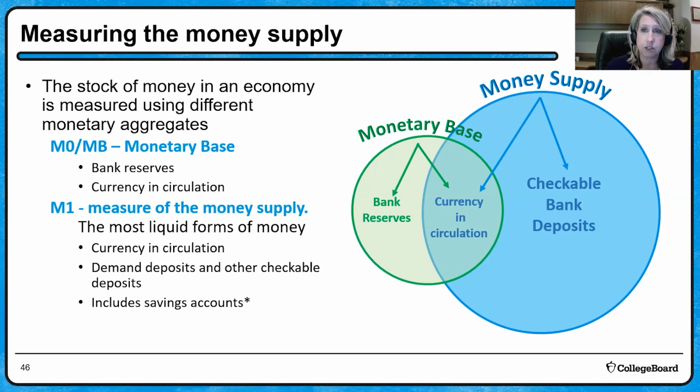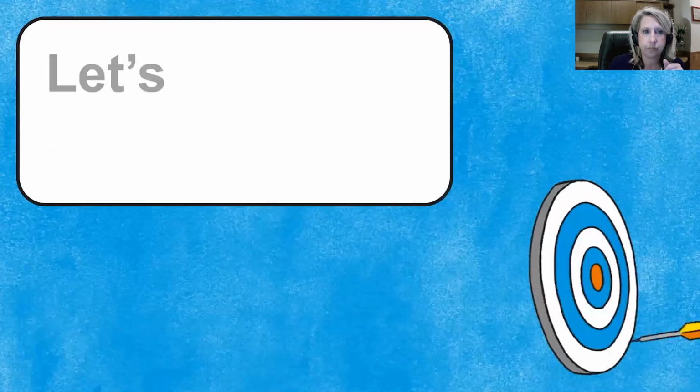It could be checkable savings accounts. I think about 18 months ago, the Fed changed how it measures monetary aggregates. And so savings was the big part of M2 that is now part of M1.